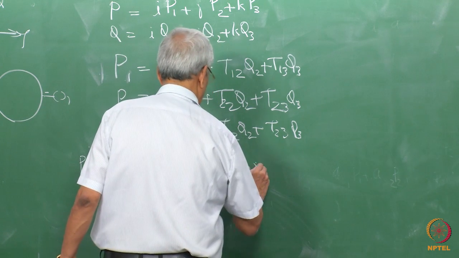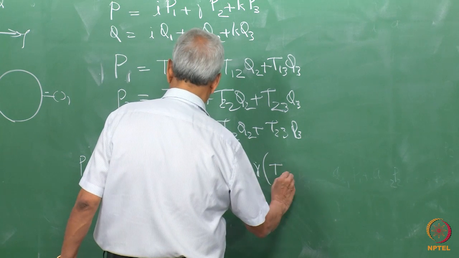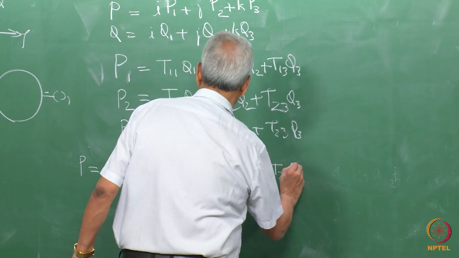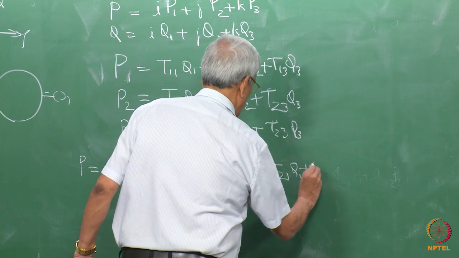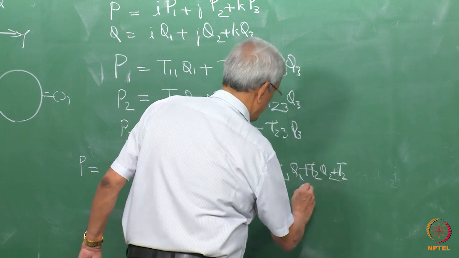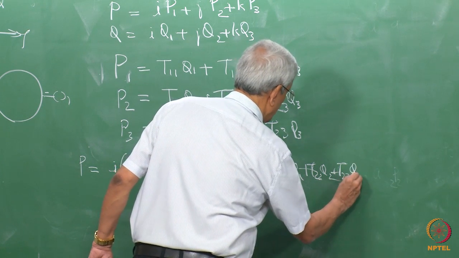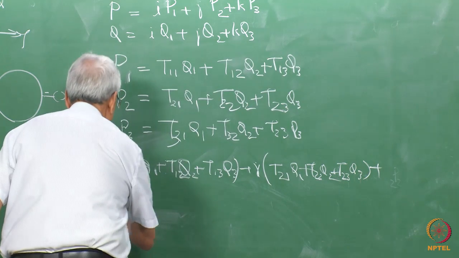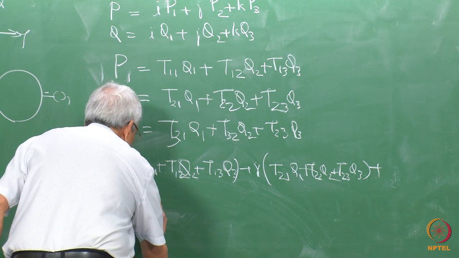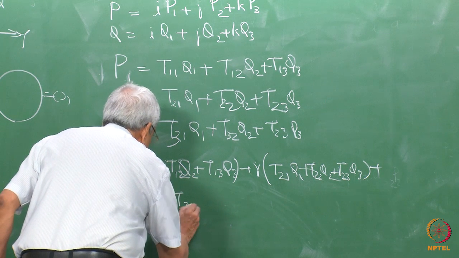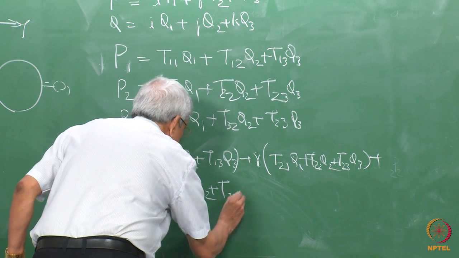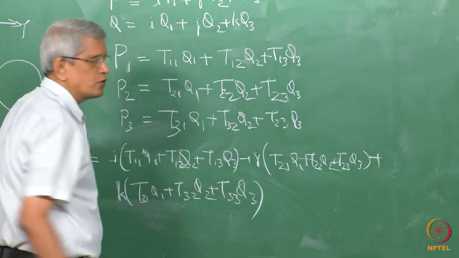Plus J into the P2 component: T21 into Q1 plus T22 into Q2 plus T23 into Q3, plus K into T31 into Q1 plus T32 into Q2 plus T33 into Q3, correct? This is how it will turn out to be.